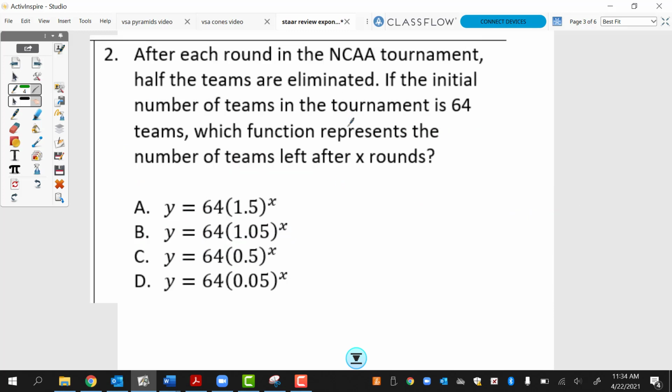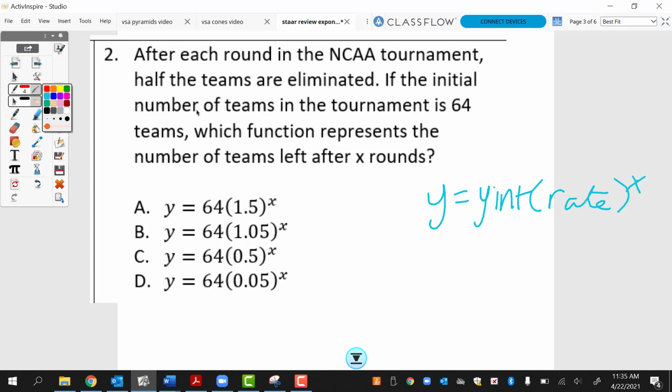Number 2, after each round in the NCAA tournament, half the teams are eliminated. If the initial number of teams in the tournament is 64 teams, which function represents the number of teams left after x rounds? So again, we're doing y equals the y-intercept on the outside, rate on the inside. So what was our starting number of teams? The initial number of teams is 64. So 64 goes on the outside. Now that does not help because all the answers have 64 on the outside. So we got to figure out the rate. So again, the rate is how they change each year or after each round. What happens? Well, half the teams are eliminated.